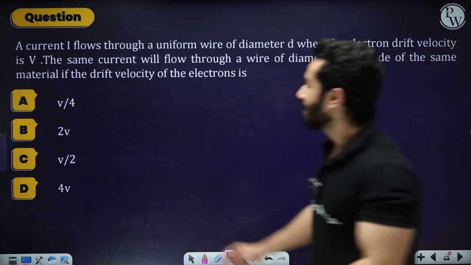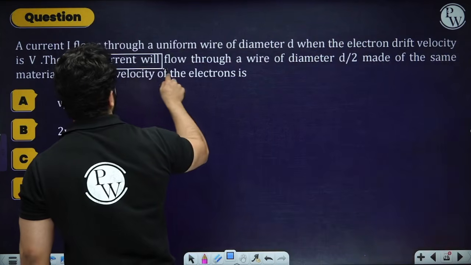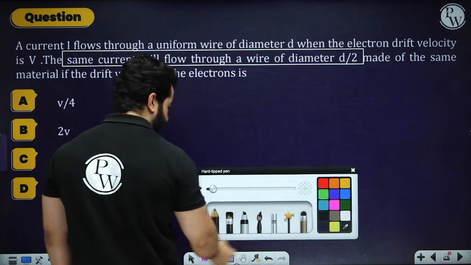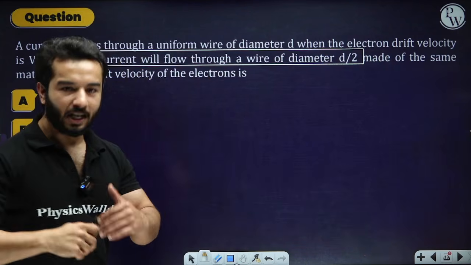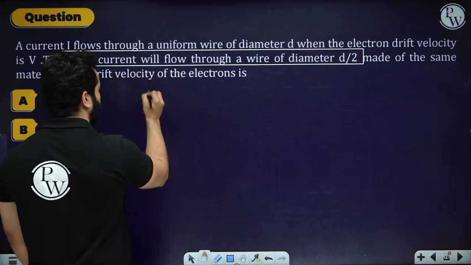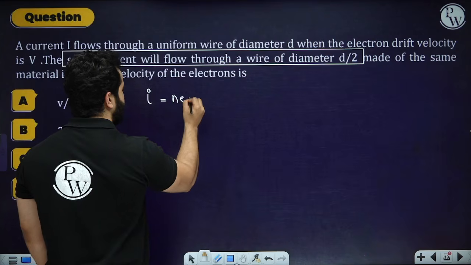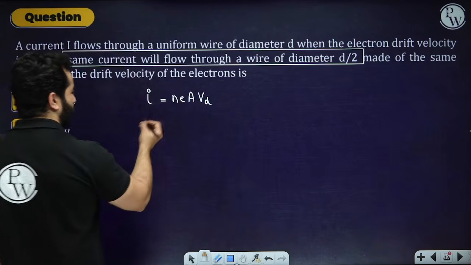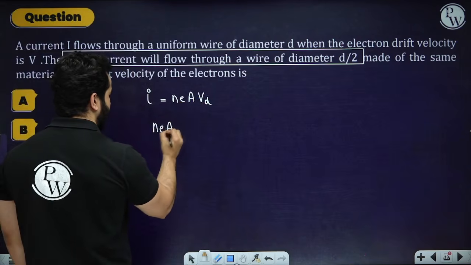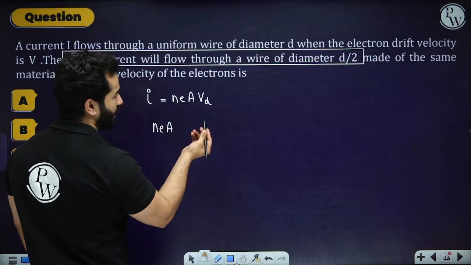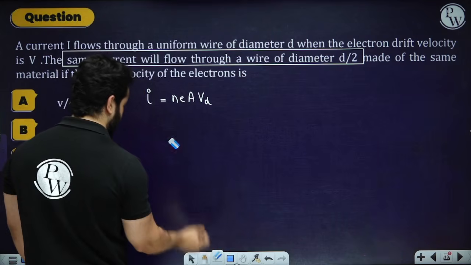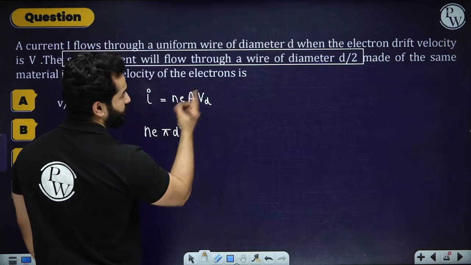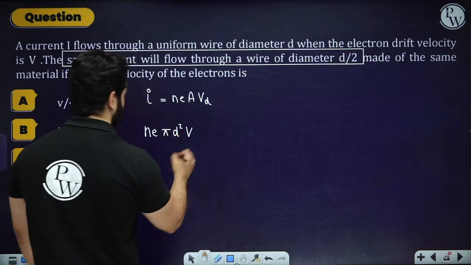Now, they are talking about the same current flowing through a wire of diameter d by 2. That means if they have said the same current is flowing and they want us to find the drift velocity at another point, use the equation of I. I equals NEAvd. Because the same current is flowing, we simply write NEA. With area, it means Ne pi d square times drift velocity v.